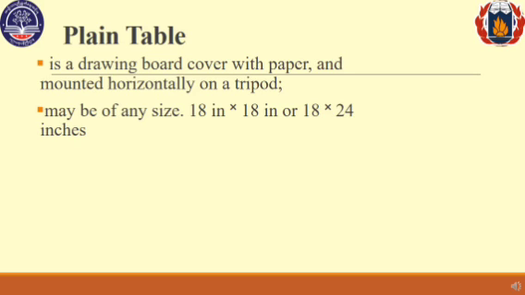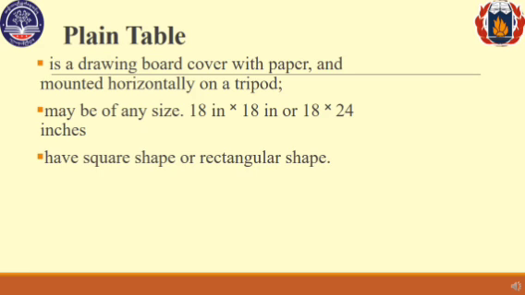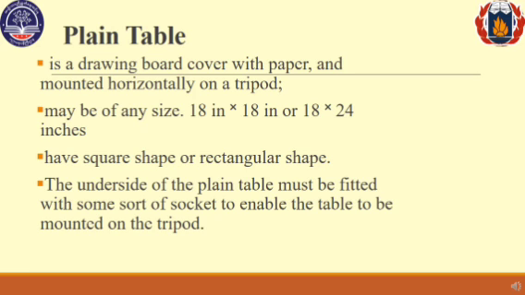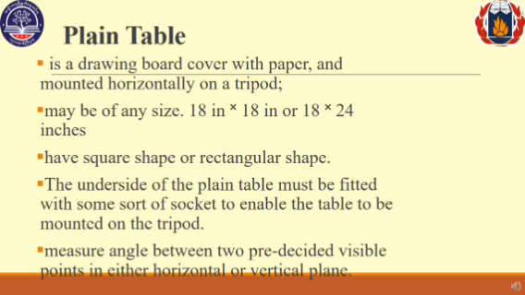It may have a square or rectangular shape. The other side of the plane table must be connected with some sort of socket to enable the table to be mounted on a tripod. Measure an angle between two pre-decided visible points in either the horizontal or vertical plane.